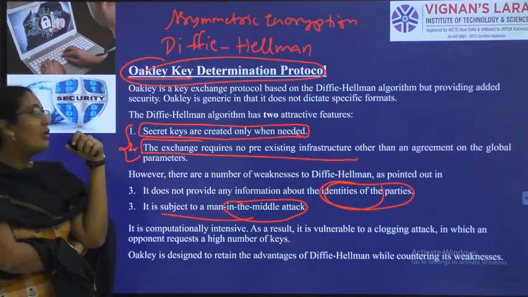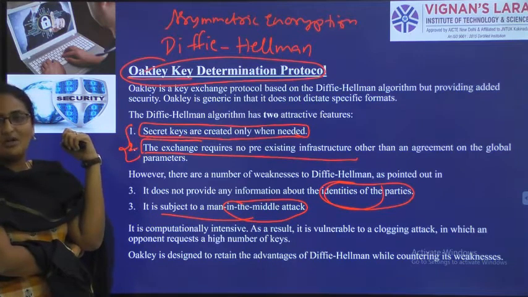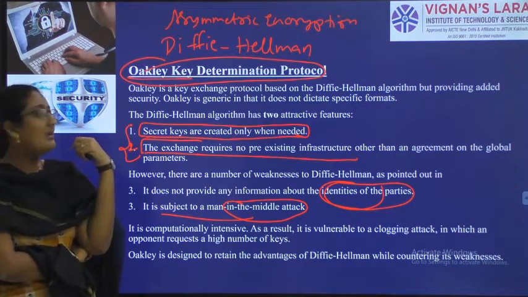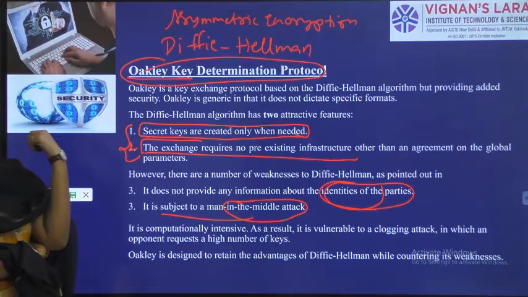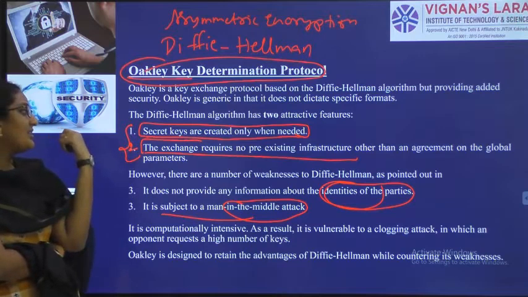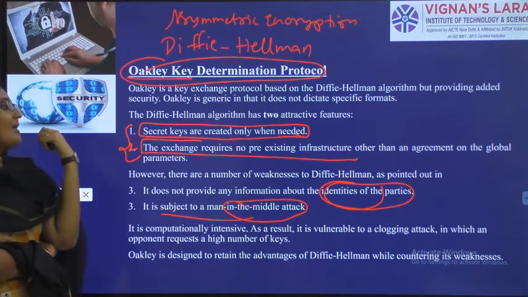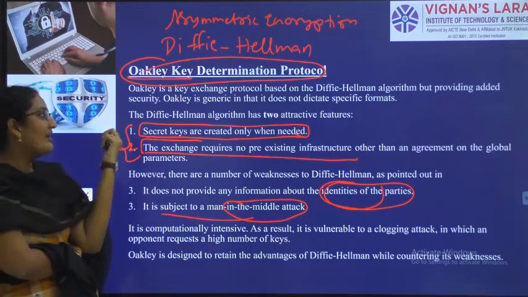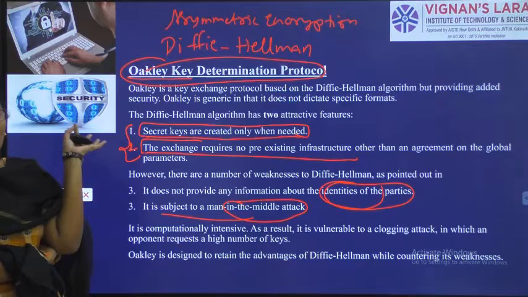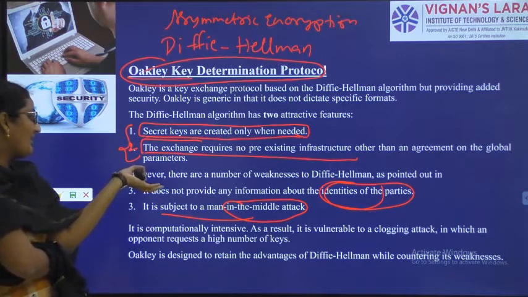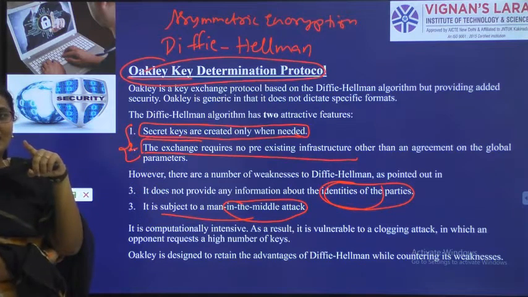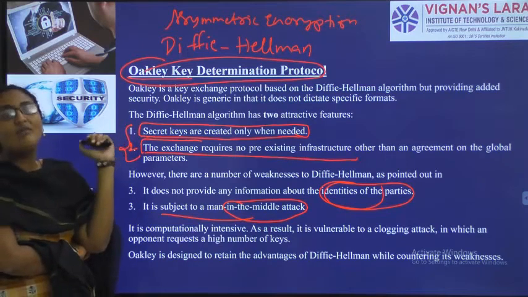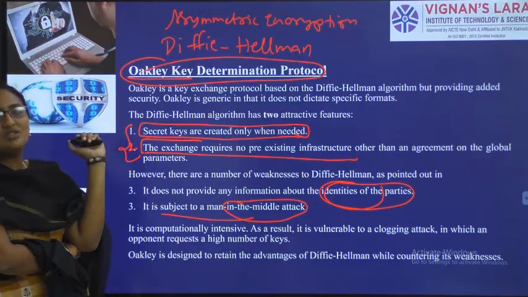The same is followed in Oakley key distribution also. Then what are the disadvantages? Man in the middle attack is one disadvantage. Not providing information about the parties, that is, the sender and receiver, is the other disadvantage. So Oakley will solve both of those disadvantages. The first disadvantage is the man in the middle attack. The second disadvantage is not revealing the identity of sender and receiver.